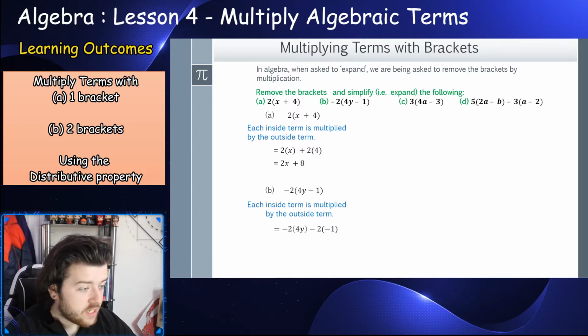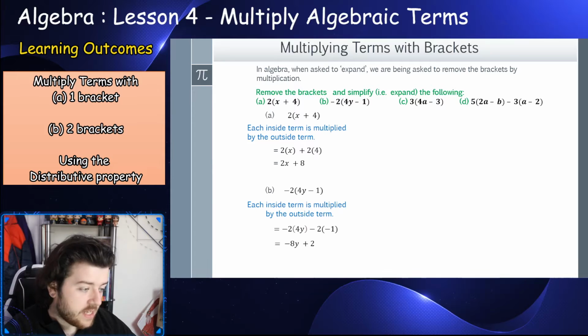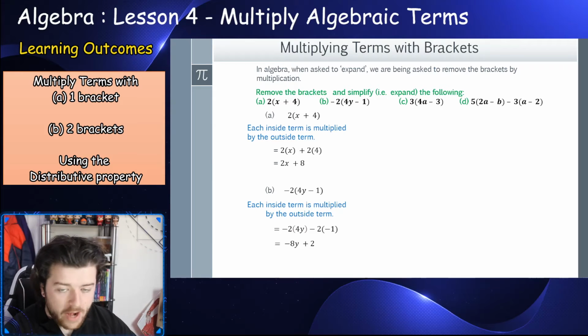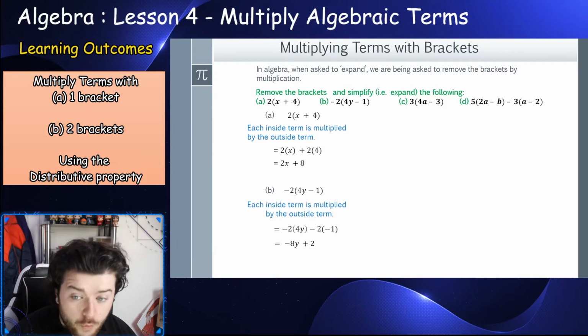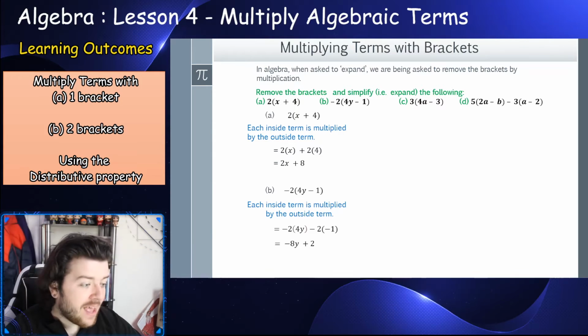So minus 2 times 4y. So coefficient by coefficient, variable by variable. So minus 2 times 4 is minus 8, and bring down the y, so it'll be minus 8y. And then minus 2 times minus 1. Remember our rules of indices: a minus by a minus is a plus. So therefore that gives us a positive 2. And adding and subtracting like terms, I can't simplify that anymore, so therefore it's expanded, and that is my answer.